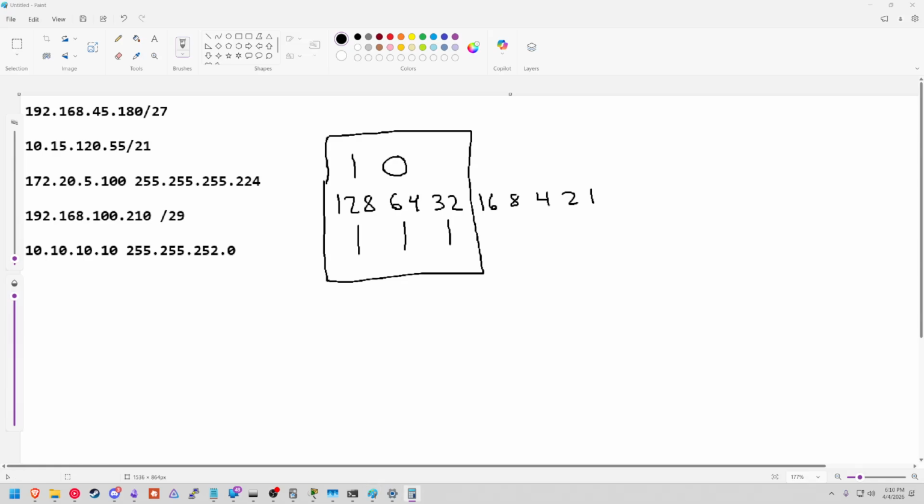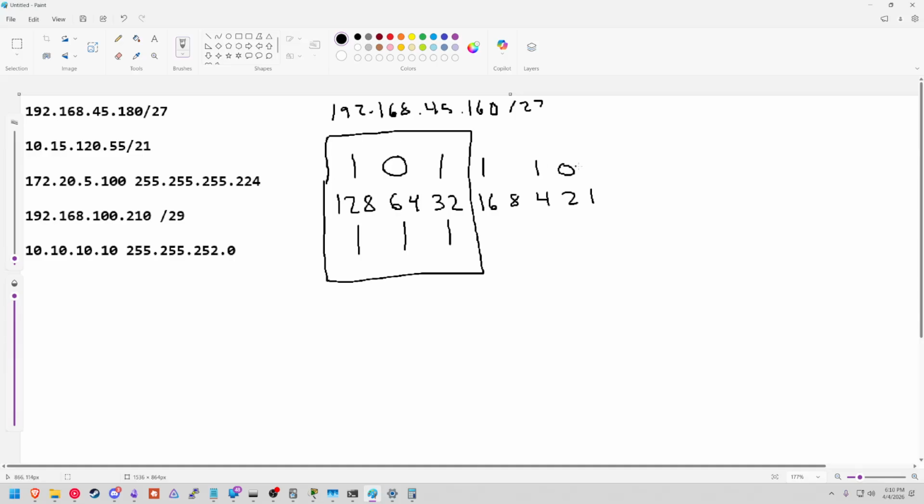Okay, let's do 180 plus 32. Or sorry, 128 plus 32. Because we have 128, we know it's not 64, so we're going to add 32. So that's going to be 160. Okay. So, spoiler alert, this is your network address. Your network address is 192.168.45.160. Okay. /27.